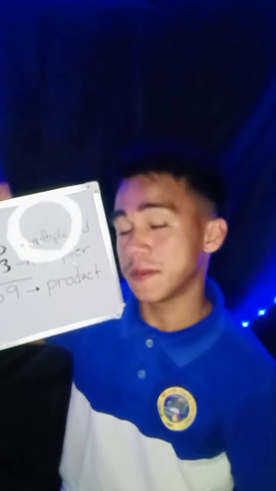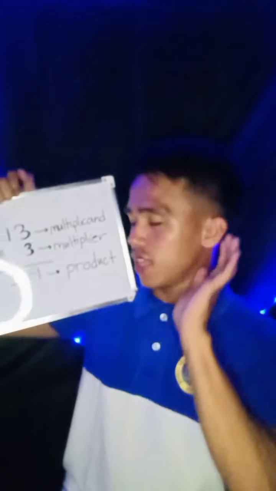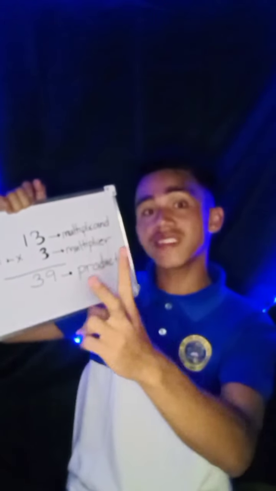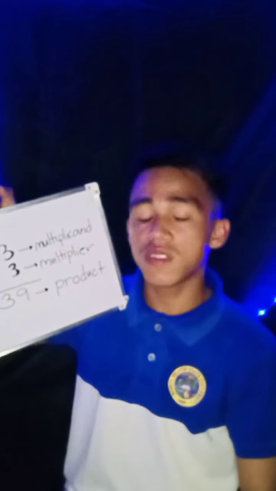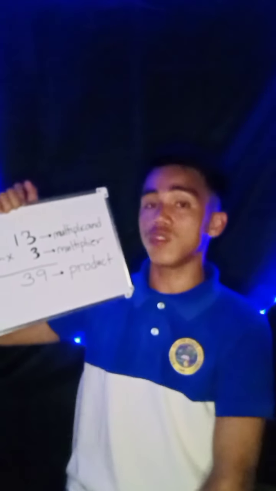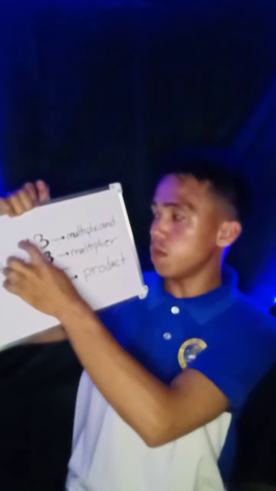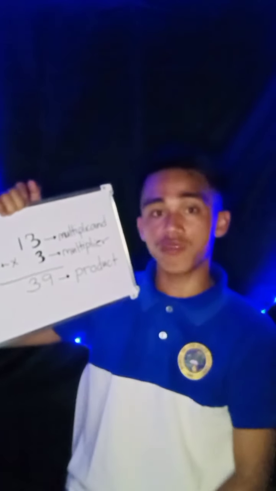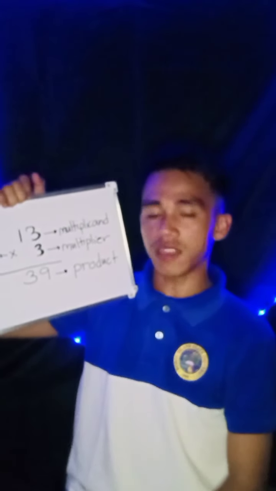And 13 and 3 here, these two, are called factors. Factors. These two are factors, the numbers that are being multiplied. This multiplicand and this multiplier are also called factors. So there you have it.